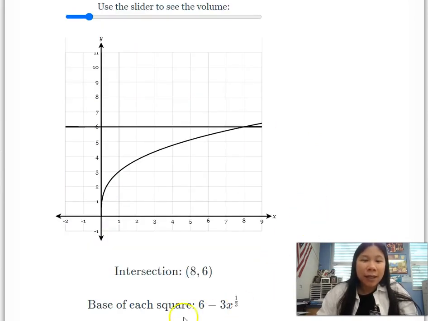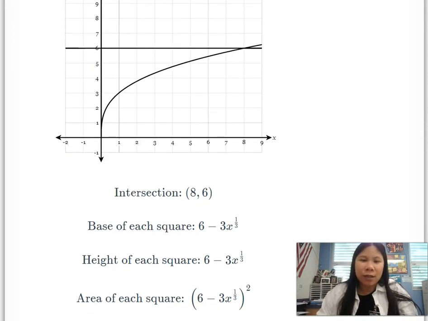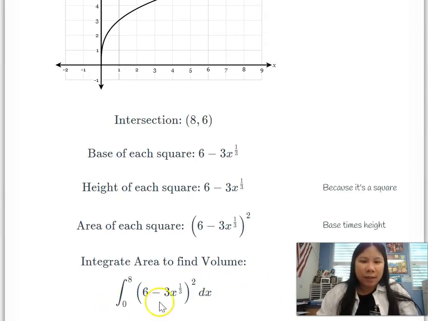So that means that length is going to be 6 minus 3x to the 1/3, since we're doing top minus bottom curve to give us the length. The height of each square is still going to be the same. So the area would be that 6 minus 3x to the 1/3 squared. And then that would be the equation inside your integral from 0 to 8. Looking like that, and that's our setup.